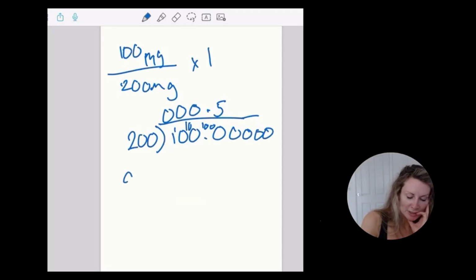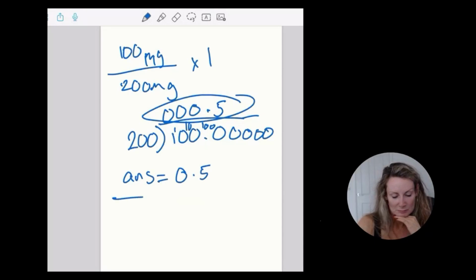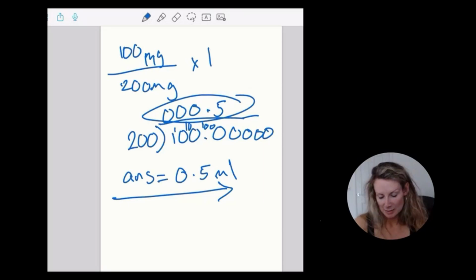So what answer would you type into Safe MediCATE for that? 0.5. 0.5. Very good. Yeah. And that'll be mils. Okay. They'll give you that already.